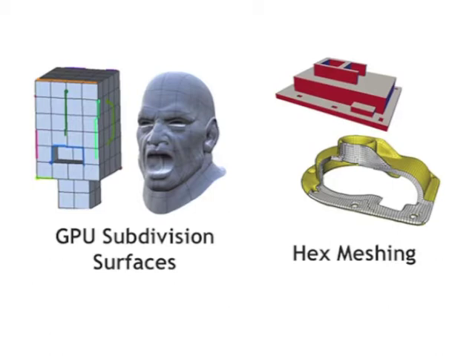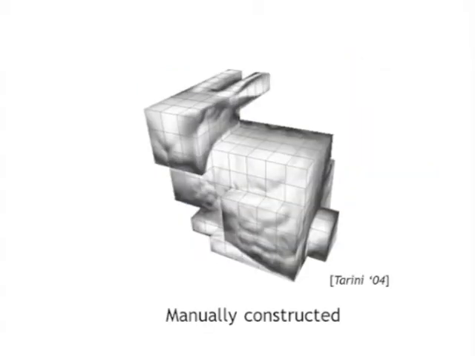Polycubes, or orthogonal polyhedra, are useful as parameterization base complexes for various operations in computer graphics. However, computing good quality polycube base complexes for general shapes remains an open problem, and so most applications rely on manually or semi-manually constructed base complexes.